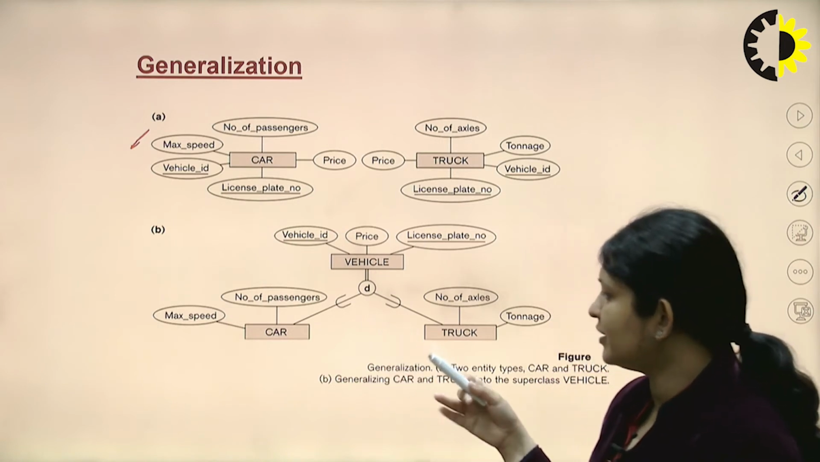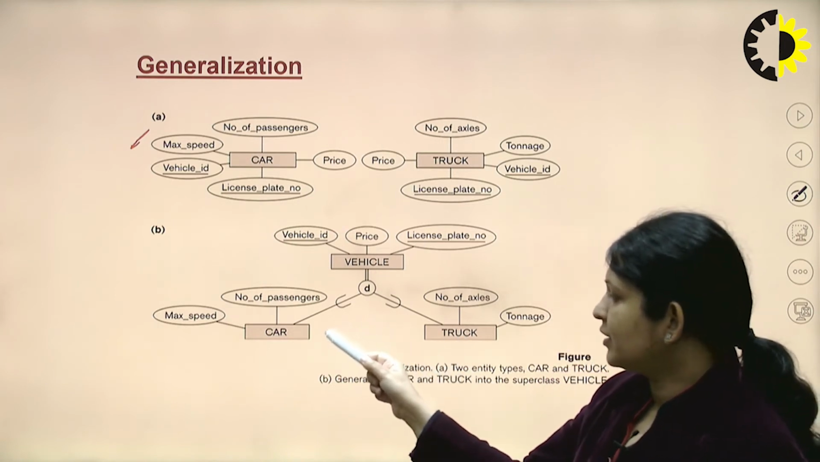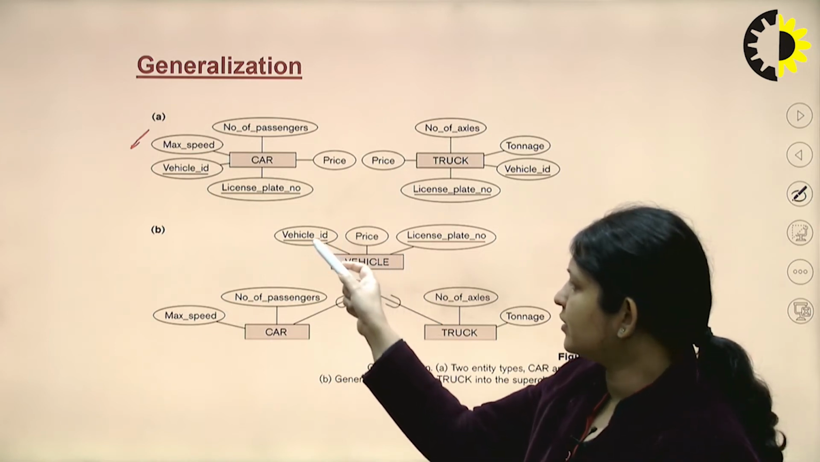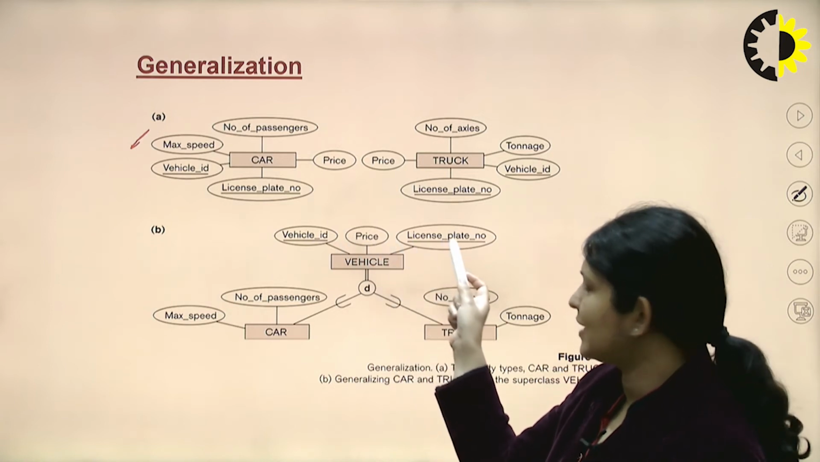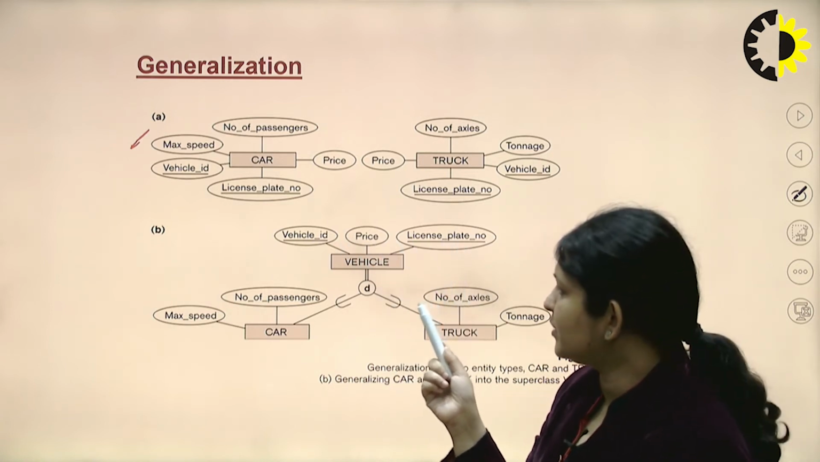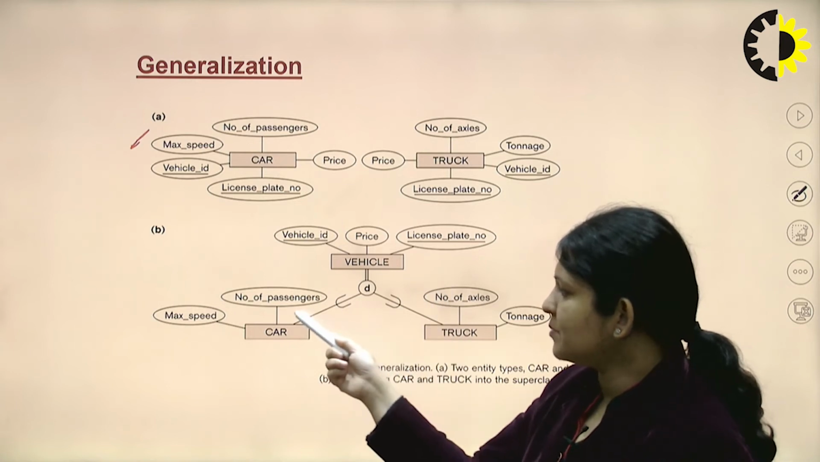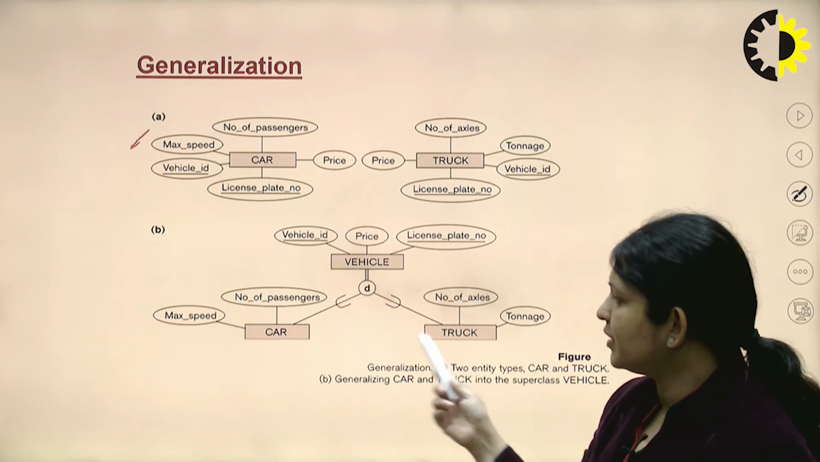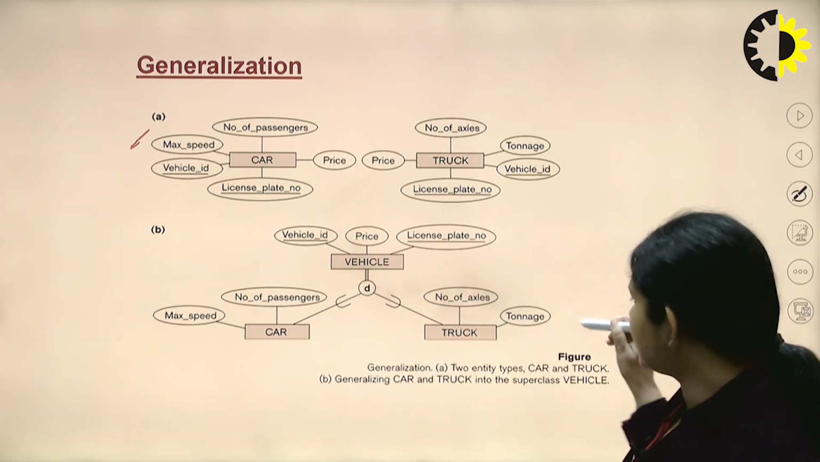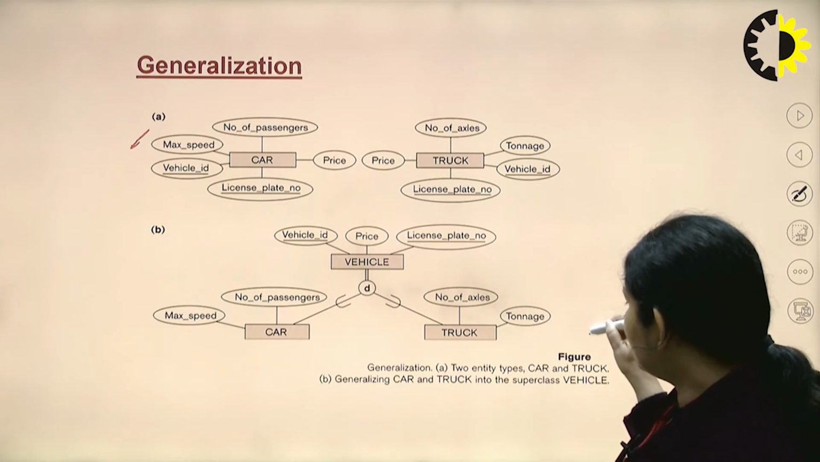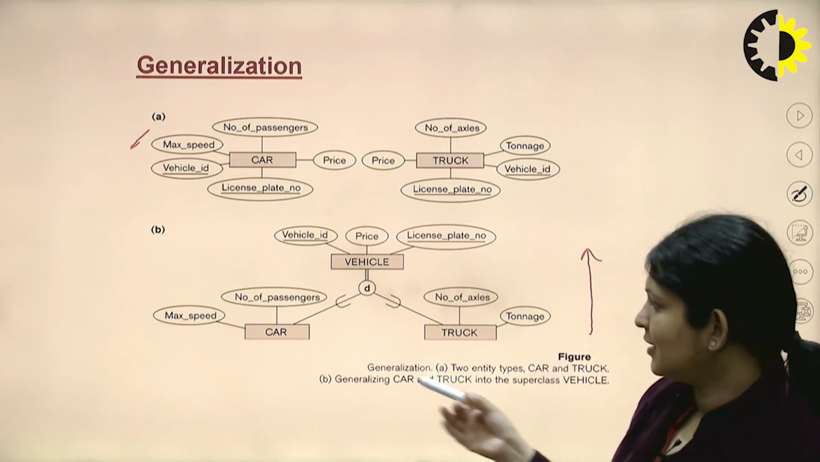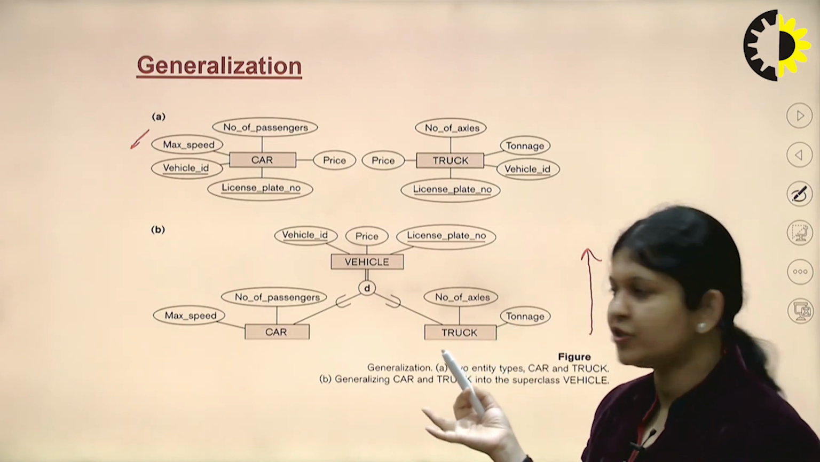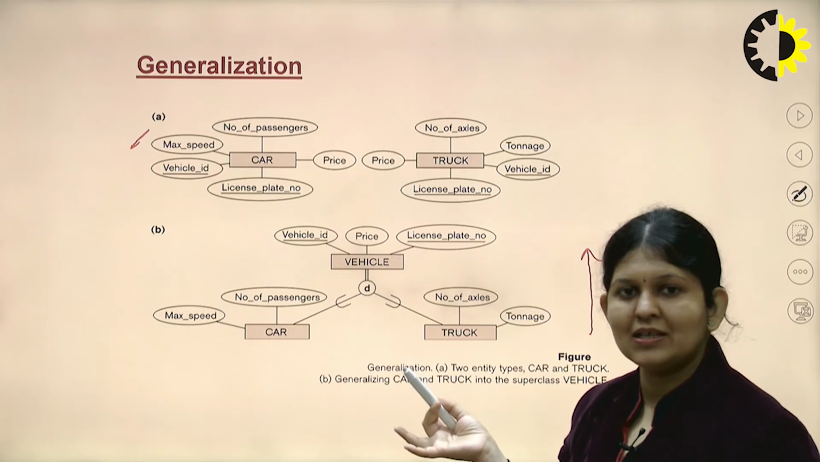So what we have done is combine car and truck and make a superclass vehicle, which has the three generalized attributes: vehicle ID, price, and license underscore plate number. Their specific attributes are attached to their subclasses. So this is how generalization is done. It's basically a bottom-up process. We have different subclasses, we merge them based upon their common attributes and we give a general class, that is the superclass.